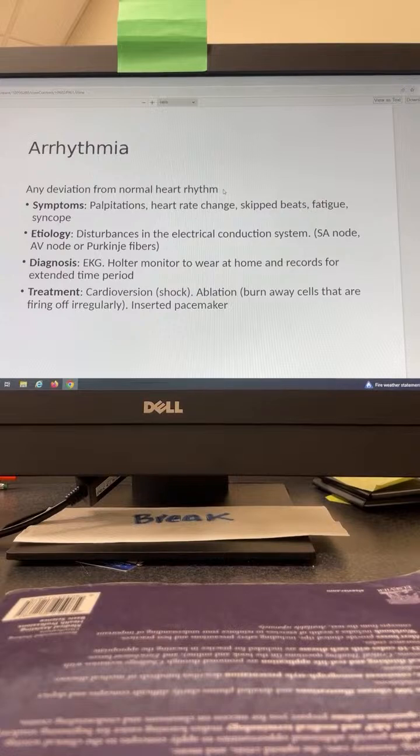Okay, so symptoms of arrhythmias. Some of you may have felt heart palpitations before. Your heart just starts beating weird, irregular. That often is a symptom of coffee, so maybe not necessarily a heart condition, but just a caffeine condition. Heart rate change, just out of the blue, like you'll be sitting still and your heart just starts speeding up or slowing down.